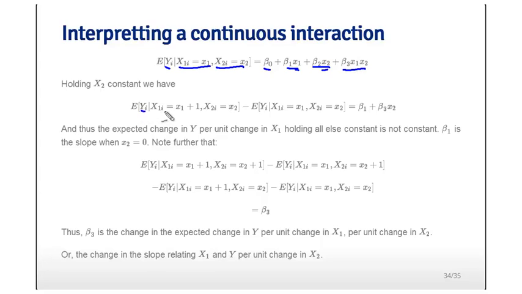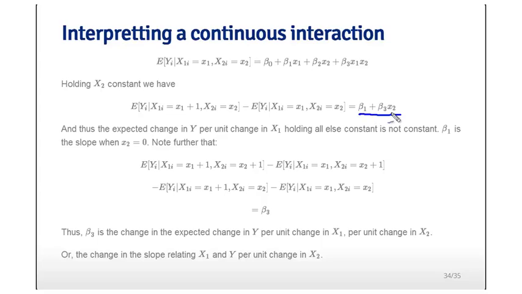If I look at y when x1 is some value plus 1, holding x2 constant, minus y when x1 is just that value, holding x2 constant, I now get beta 1 plus beta 3 x2. If I didn't have that interaction term, it would just be beta 1 by itself. So it's no longer the case that beta 1 is interpreted as the expected change in y per unit change in x1. Instead, beta 1 is only interpreted that way when x2 is in fact 0. If you want the expected change in y per unit change in x1 holding x2 constant, you need to know that whole expression.